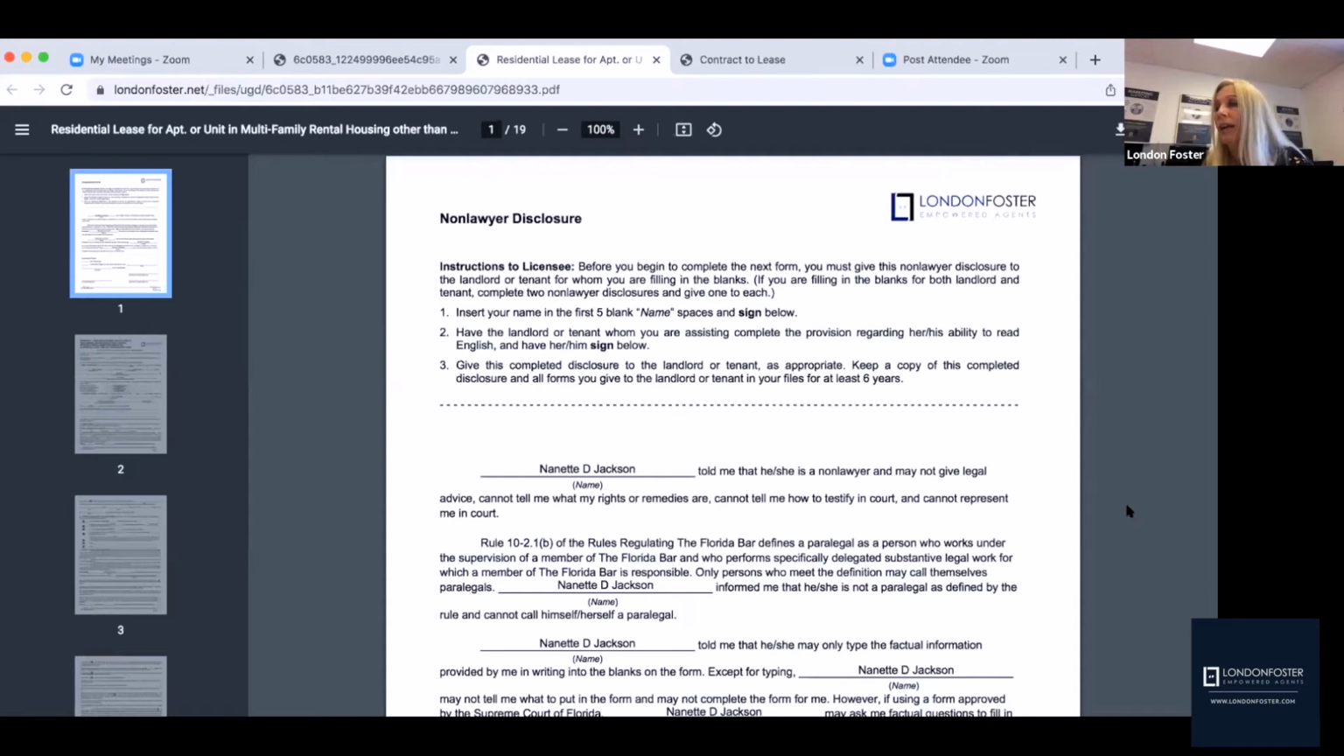So copy of their ID for everybody over 18, copy of the first month's deposit made out to London Foster. So just be ready to go. If you don't know what that amount is, obviously, but you should have that deposit, have a proof of income. Like he said, 1 month pay stubs usually. If they're self-employed, the last 3 of their bank statements, and a copy of their 1099 or W-2. If they're retired, we have a lot of retired people here, they just need to show that you have 3 times the monthly rent.